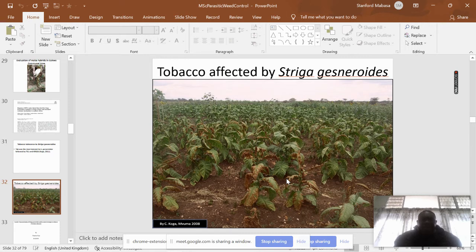These are some of the symptoms or the effects of Striga gesnerioides impact on the tobacco. You know, on tobacco, the leaf is the one which is harvested, and the quality could be reduced by Striga gesnerioides.